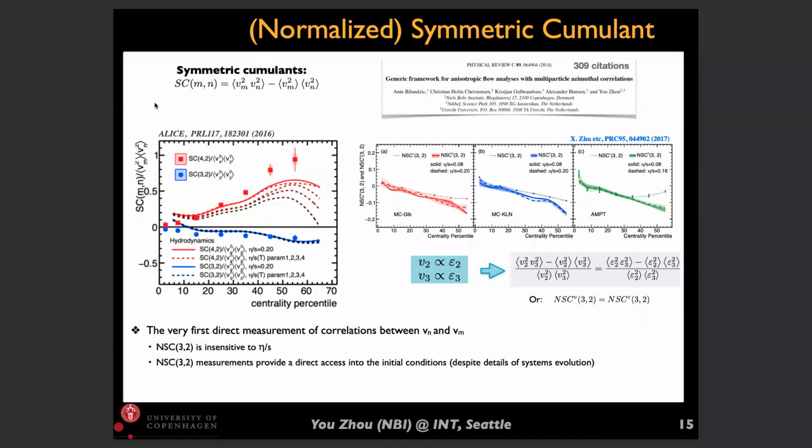Why is epsilon 2, 4 so sensitive? Because for V4, you have a very large nonlinear response coming from V2 or epsilon 2. So when you consider V2 and V4 correlations, you are also considering V2 correlation with V2. I didn't quite catch, where does the nonlinear response come from?